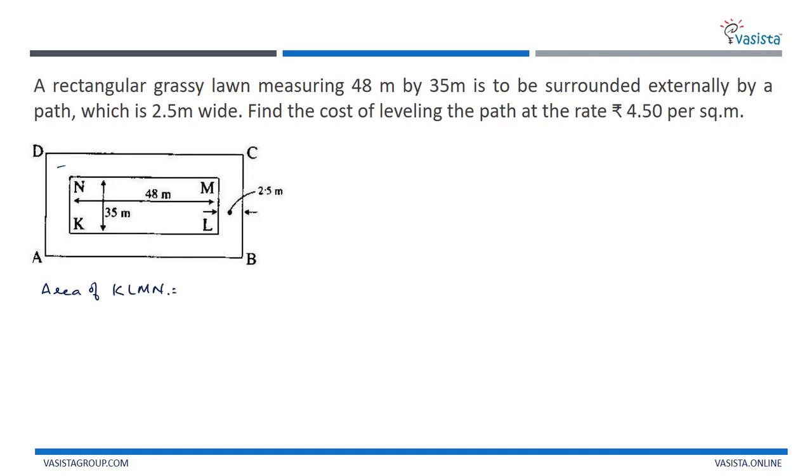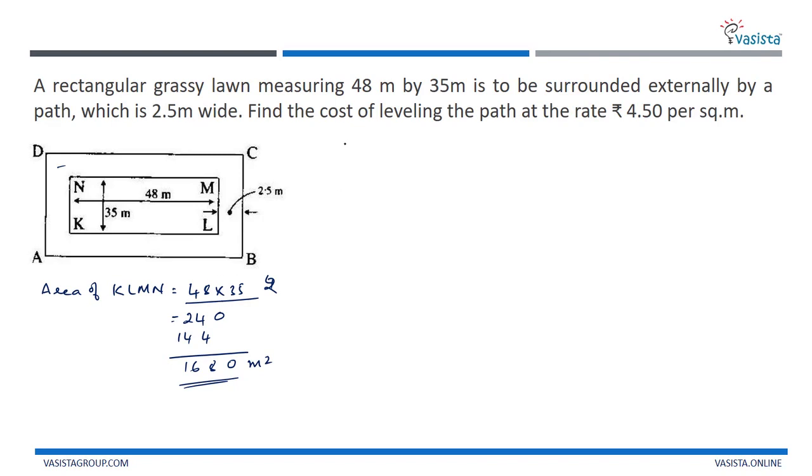KLMN, which they have given, that is 48 meter into 35 meter, that is 48 into 35. So the area is nothing but length into breadth, right? So now multiply it. 5 8s are 40, carry 4. 5 4s are 20 plus 4, 24. 3 8s are 24, 4 and 2 carry, so 3 4s are 12 plus 2, 14. The answer we are going to get is 1680 meter square, which is the area of KLMN.